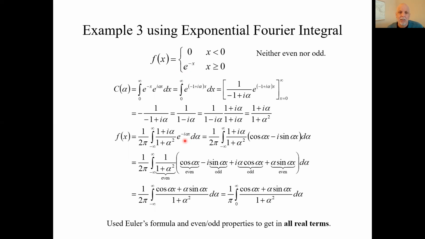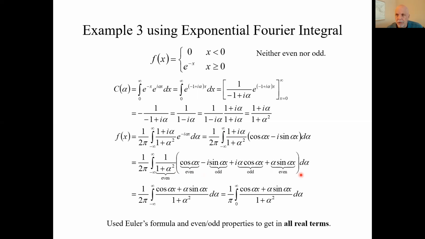We should be getting a real answer. This is not real. It's got a complex term in it. So Euler's formula to the rescue. We'll convert this using Euler's formula, which says that e to the minus i alpha x is this thing in terms of cosine and sine. And now here we're going to break it up. We'll distribute this 1 plus i alpha.